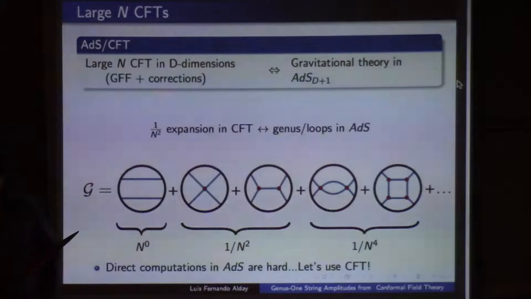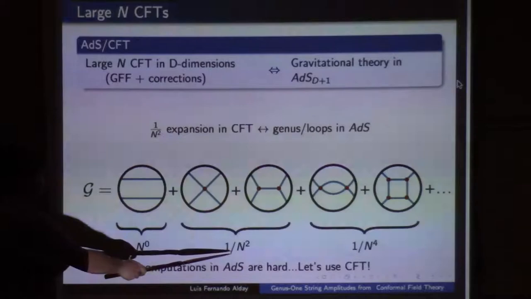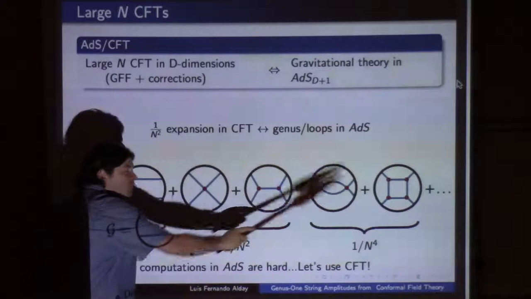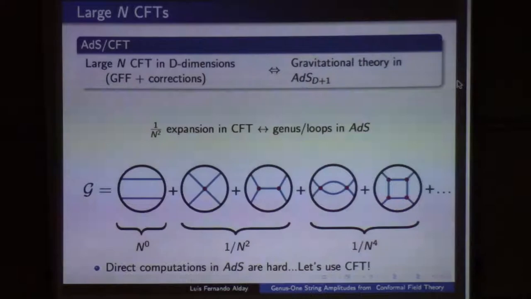Is that okay? In such a way that the 1 corresponds to this tree-level diagram, the disconnected diagrams, the sum of the generalized free fields. 1 over n squared will correspond to tree-level. 1 over n to the 4 will correspond to this. Is that okay? Imagine that you have a look at the string amplitude of genus 1. And you shrink it in such a way that it is very thin and looks like a usual diagram in AdS. Is that okay? You could also study just gravity in AdS if you wanted to.